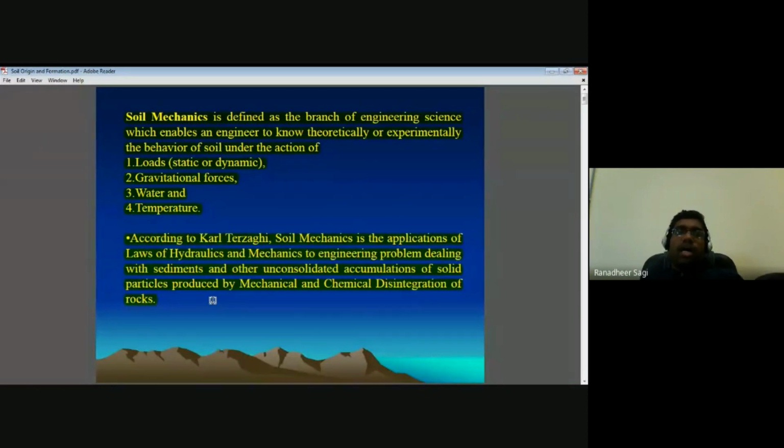So how does Terzaghi talk about soil mechanics? It is the application of laws of hydraulics. Laws of hydraulics relate to flow through the soil, and the mechanics of the forces acting on the soil, relating to the engineering problems we are going to deal with, ultimately relate to sediments. Sediments are nothing but the soil solid particles that we will be talking about, which are generally formed by either physical or chemical weathering processes.